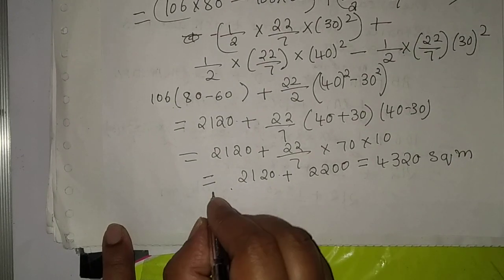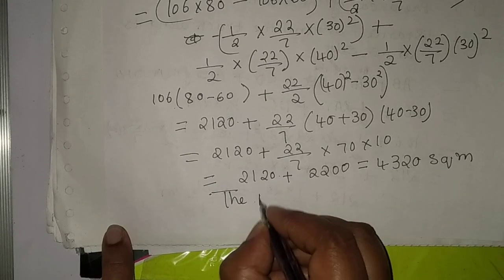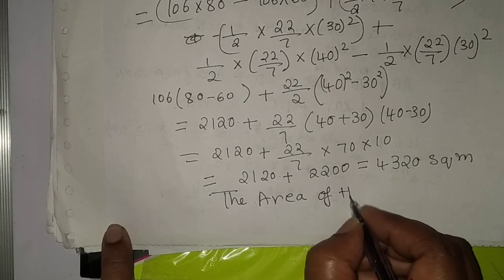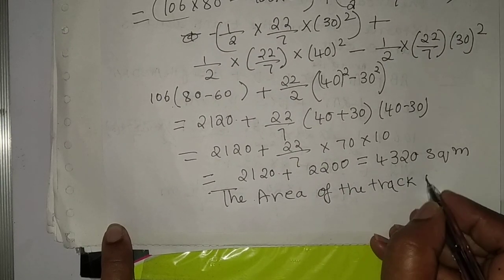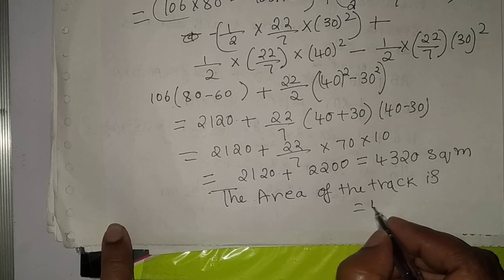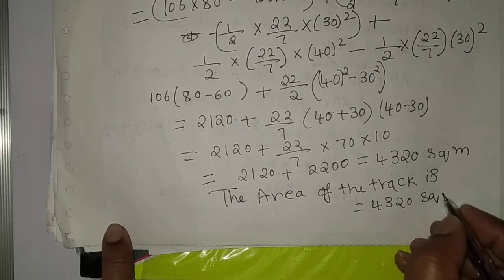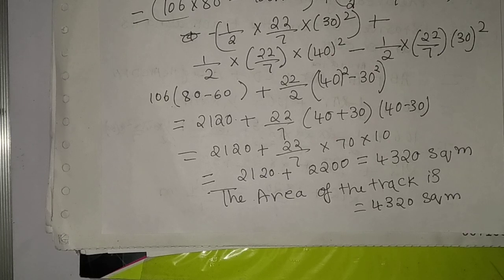So therefore the total area of the track is how much? 4320 square meters. So this is the solution for which one? That is the 8th problem. We'll continue with the next problem in the next class.